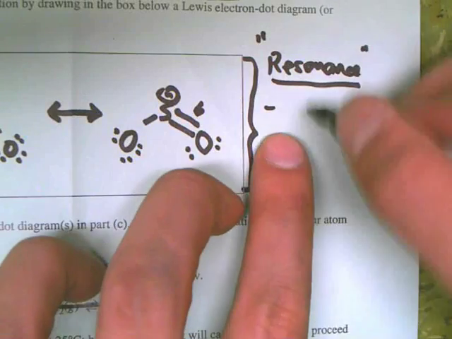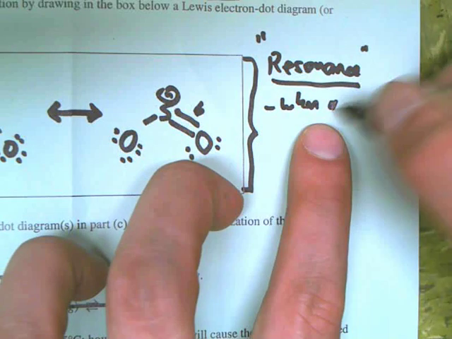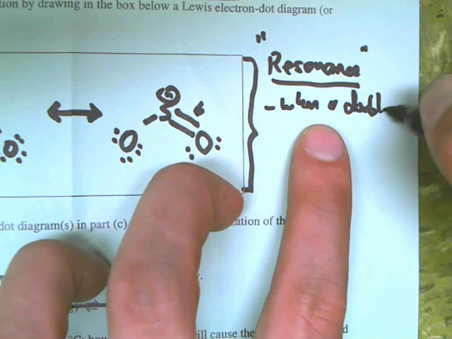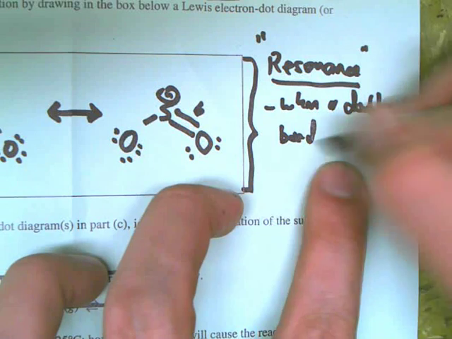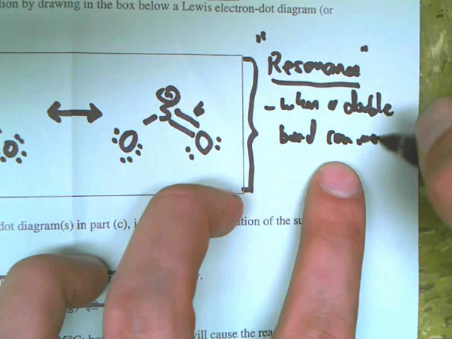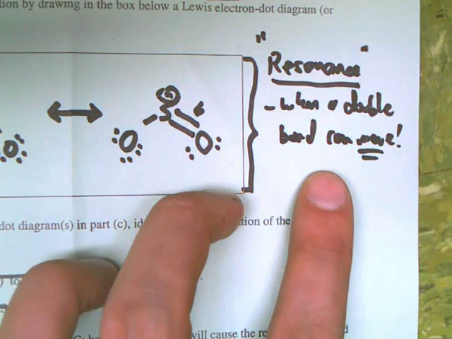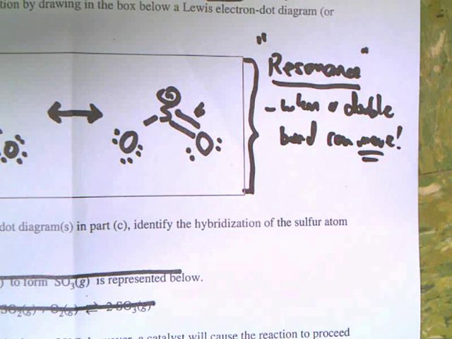Okay, and resonance is simply when a double bond can move. Okay, so the double bond can move.